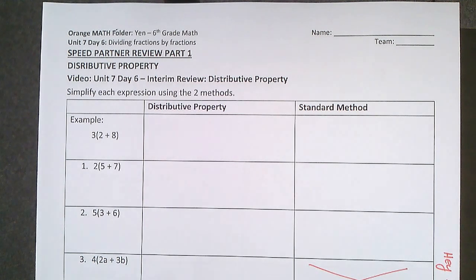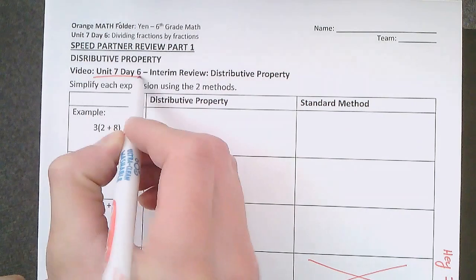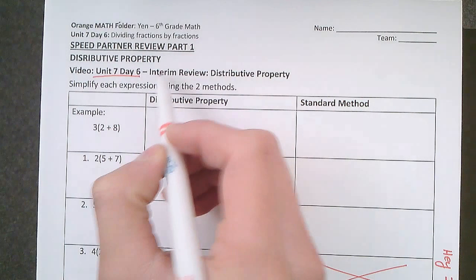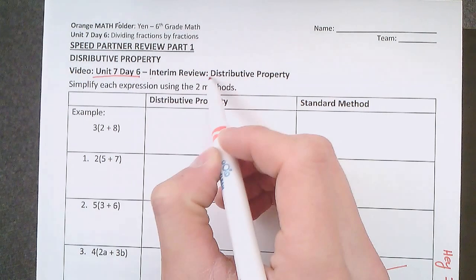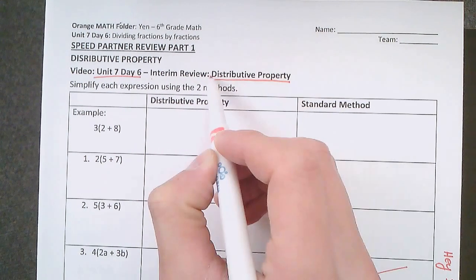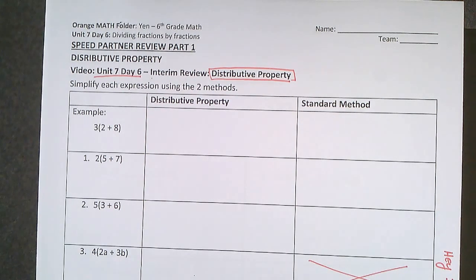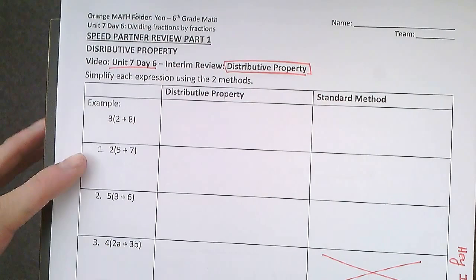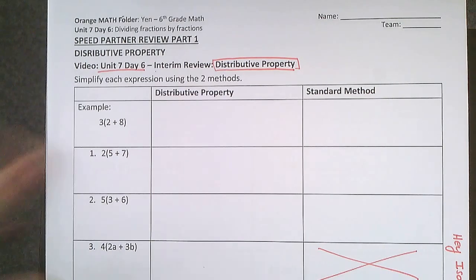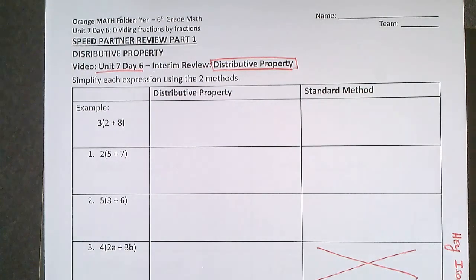This is the video for Unit 7, Day 6, and for the interim test review, the distributive property. The distributive property is something we haven't really covered much in class, but I think you can learn it pretty quickly, so I am going to show you a quick lesson on it, so when you see it on the test tomorrow, you will know what to do.